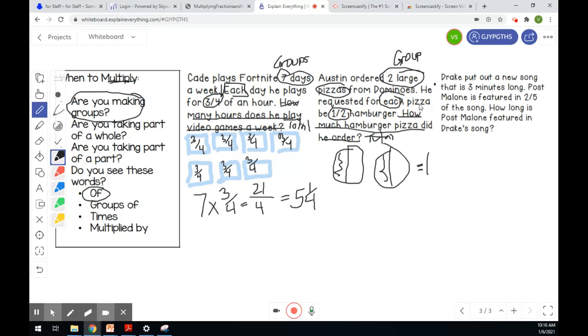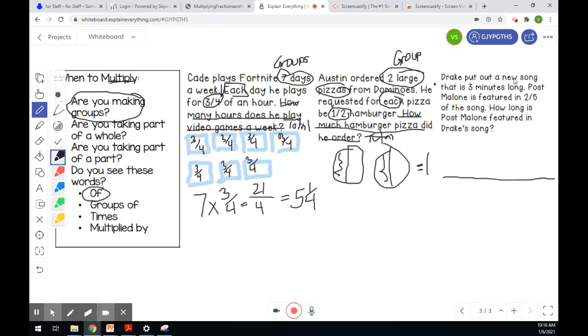Drake put out a new song that is 3 minutes long. Post Malone is featured in 2/5 of the song. How long is Post Malone featured in the Drake song? So notice I did the area model, a pictorial model where I drew a picture of a pizza. The next strategy I'm going to use is a number line.